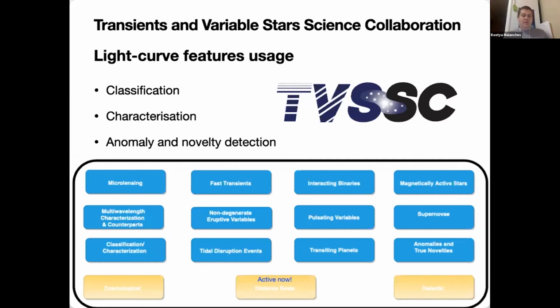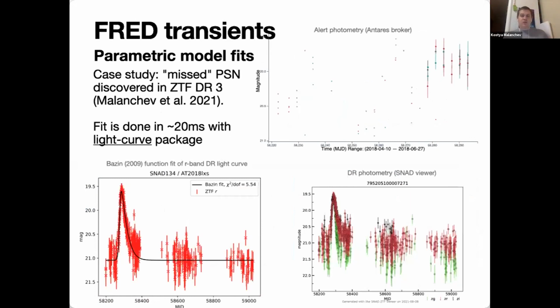Of course, I couldn't cover all the cases in a short talk, but light curve features could be used for three large tasks. One is classification of objects into several types. Second is characterization. A good example is period extraction, which is obviously a good physical characteristic of the object. And third is anomaly and novelty detection. As I said, I will highlight only a few features mentioned in the document we discussed today. First, to support what Eric has already said about parametric fits.